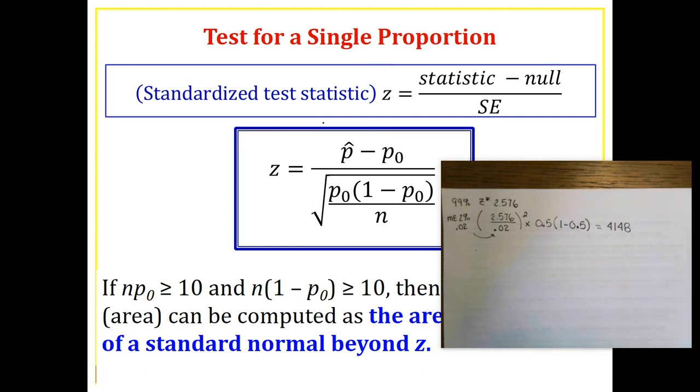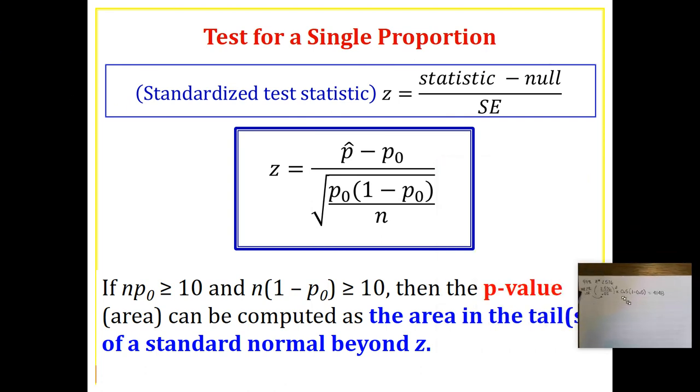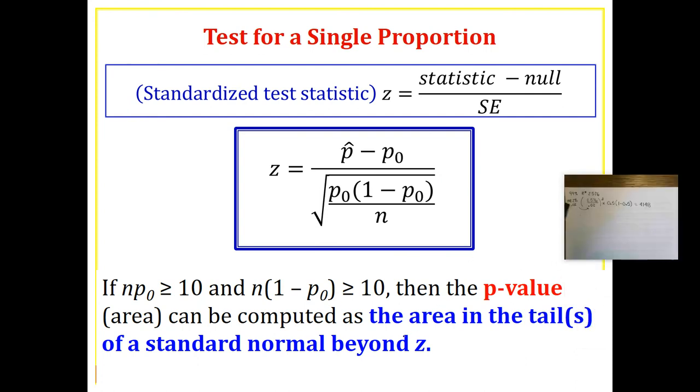Now, it is important, obviously, that our n values are greater than 10. Okay, and I do need to move this up a little bit because it says the area of the tails in the standard normal beyond z. Remember, this is all about having a p-value and rejecting a null or not rejecting a null value.